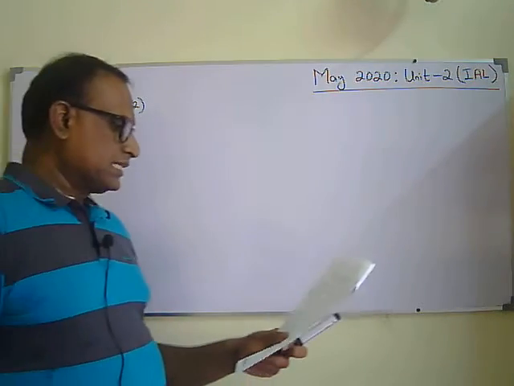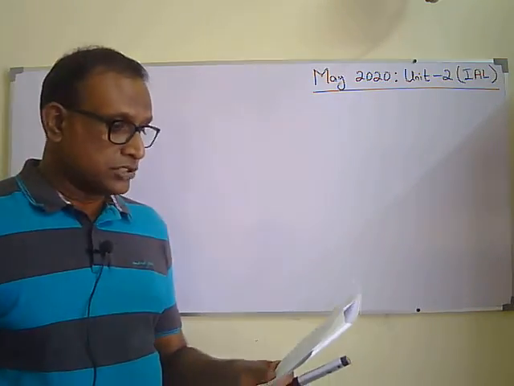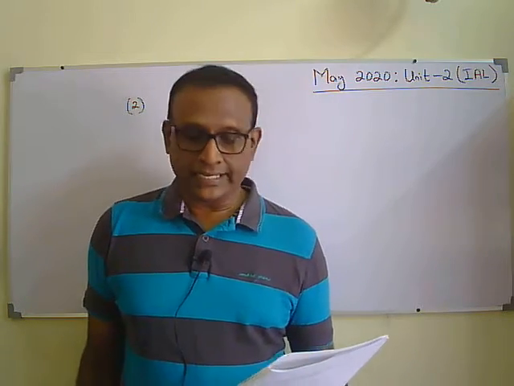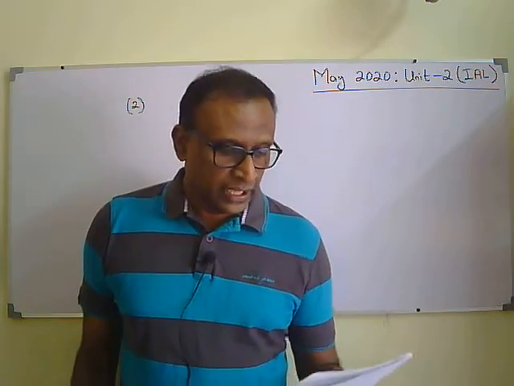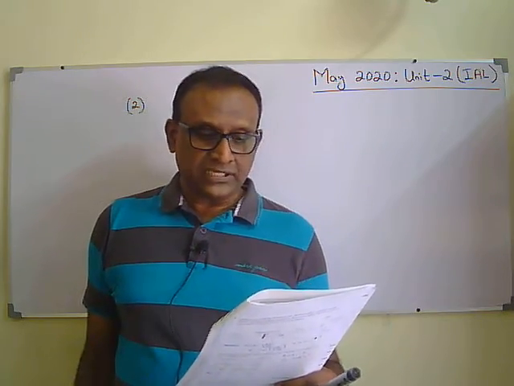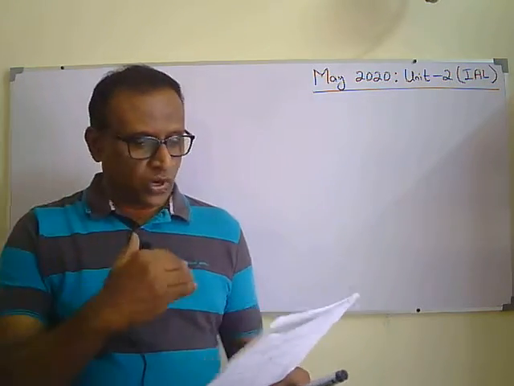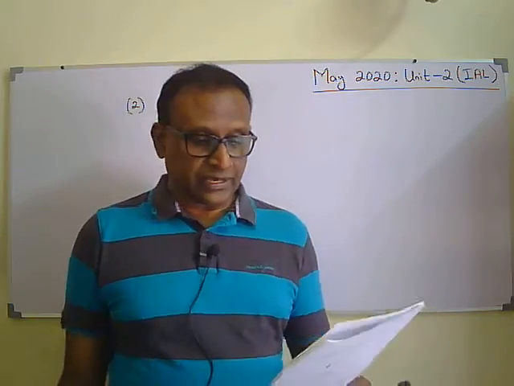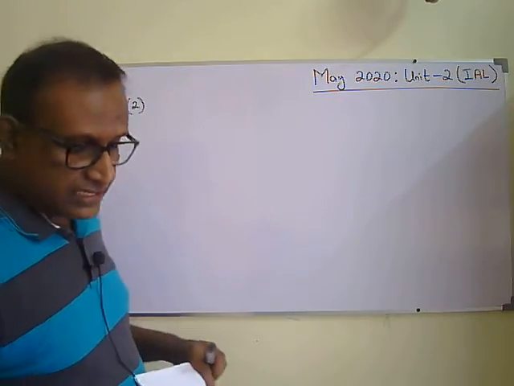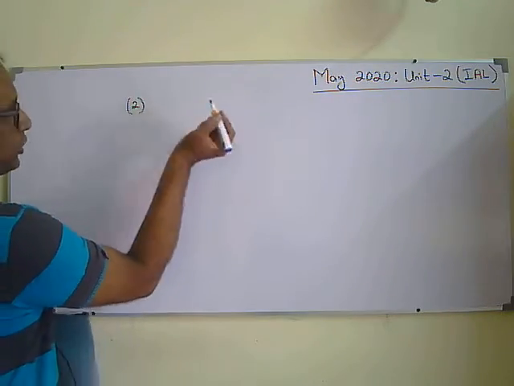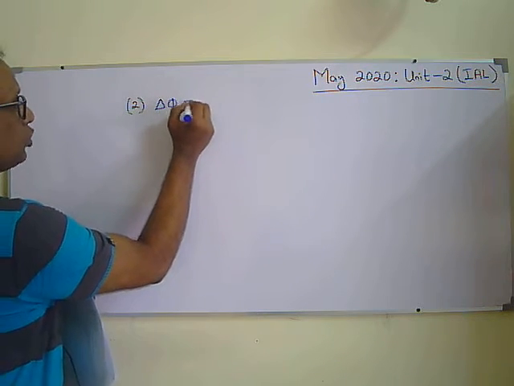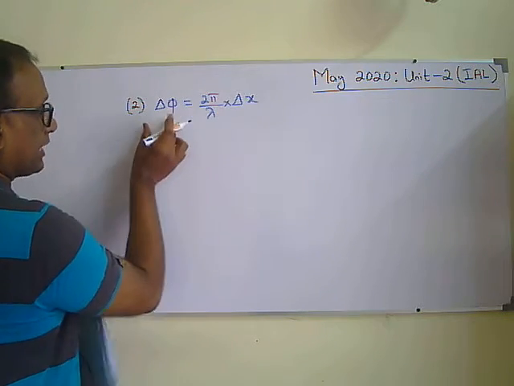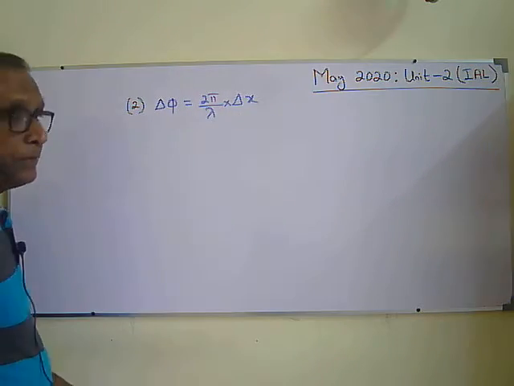Okay, question number 2 says two waves from the same source arrive at a point with path difference 3 lambda by 8, where lambda is the wavelength. Which of the following is the phase difference of the waves at this point? There are four answers given: 34 degrees, 68 degrees, 135 degrees, and 270 degrees. We know the equation: phase difference equals 2 pi over lambda times path difference.